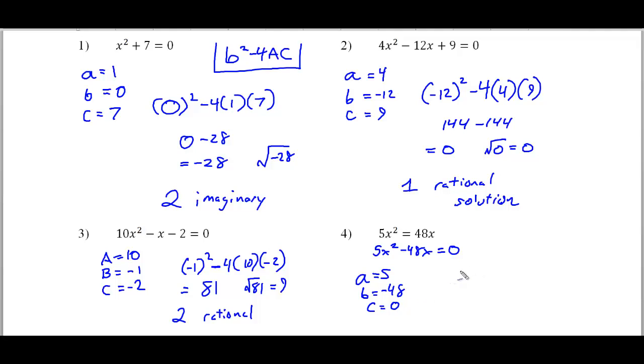Alright, so what we have here then is negative 48 squared minus 4 times 5 times 0. Now, negative 4 times 5 times 0 just leaves us with negative 48 squared, which is going to be 2,304. But since this was our only thing left, it is actually rootable back down to 48 again. So therefore, like problem number 3, since this was a rootable number, we're going to have two rational answers, because our quadratic formula is going to have negative b plus or minus 48 divided by 2a, or 2 times 5 in this case. So we're going to have two rational answers in this situation.